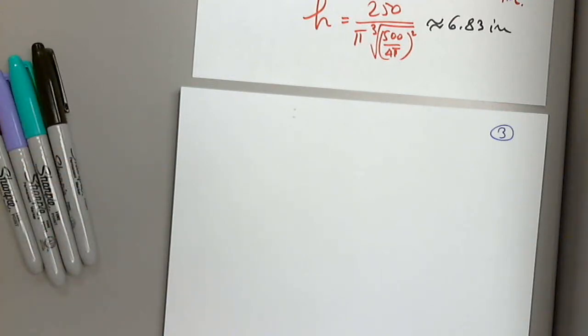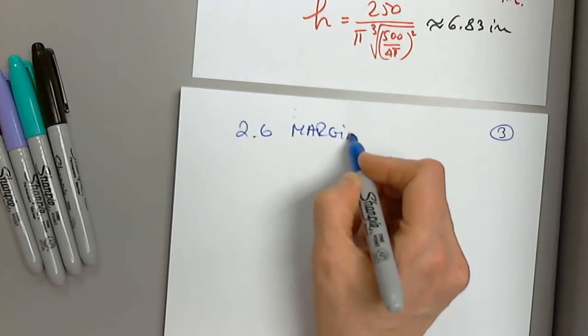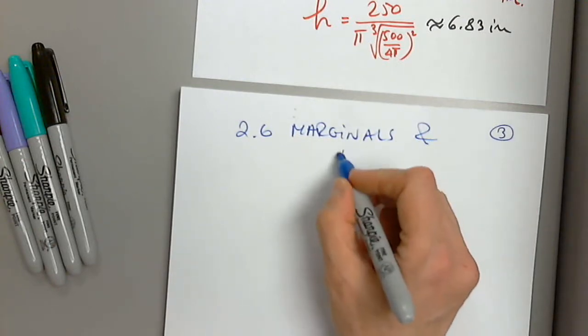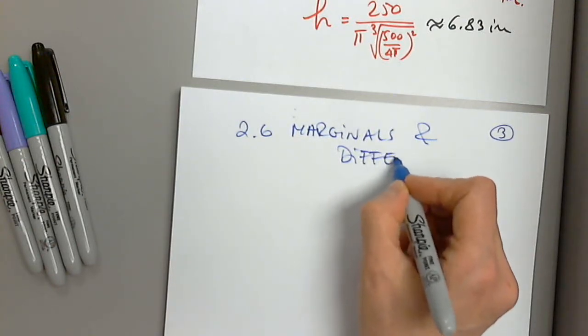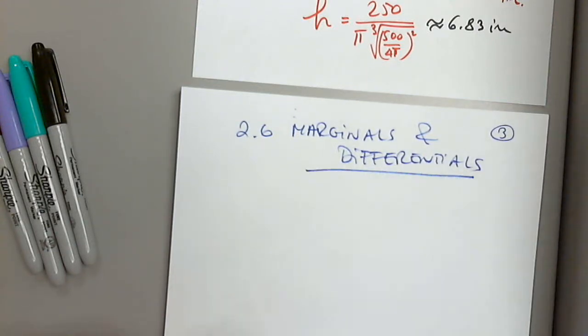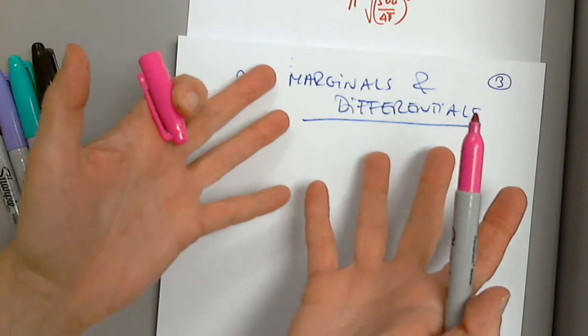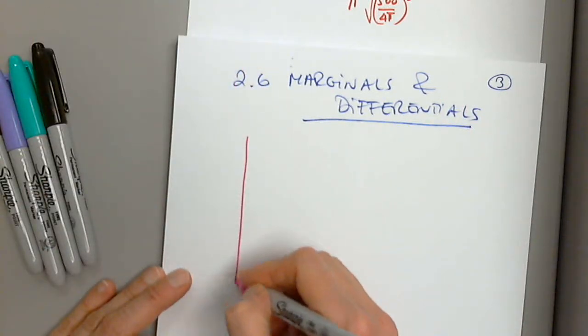But I'd like to move on to 2.6, marginals and differentials. Marginals and differentials. I would like to look at a graph so we can explain what this is, what it means. So let's look at this graph.